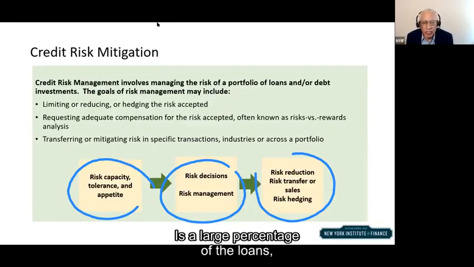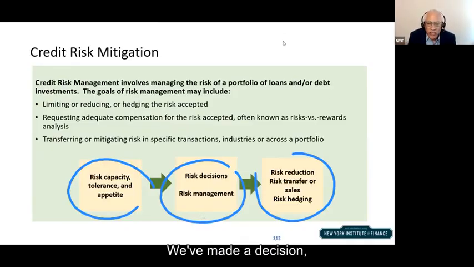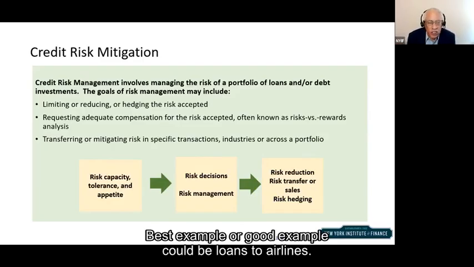Is a large percentage of loans booked in certain geographies that we're now uncomfortable with? So we've made a decision. At some point, we need to mitigate. The risks that we thought were tolerable are no longer tolerable. A good example could be loans to airlines.